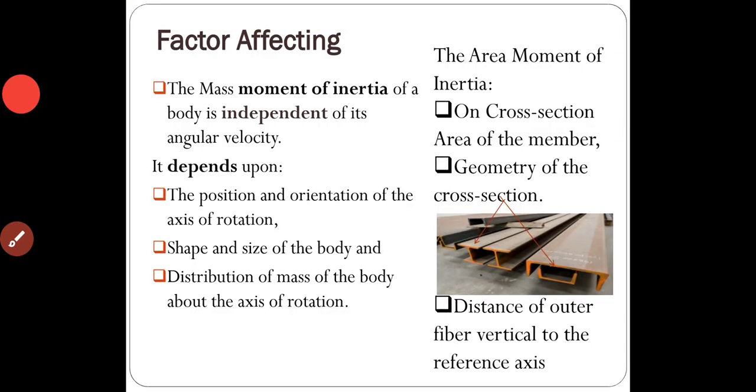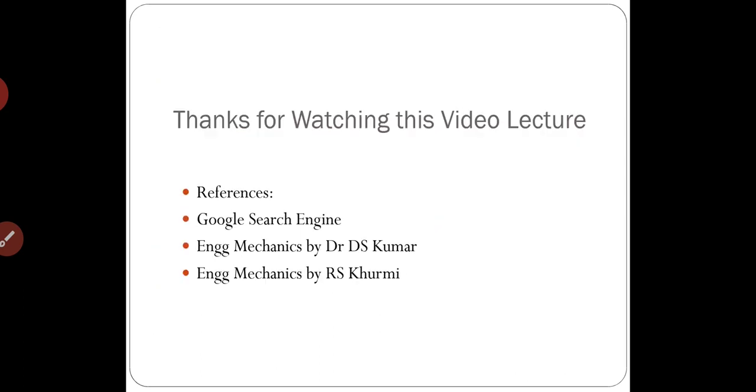Now, factors affecting. The mass moment of inertia of a body is independent of its angular velocity. It depends upon the position and orientation of the axis of rotation, the shape and size of the body, and the distribution of mass of the body about the axis of rotation. The area moment of inertia depends on the cross-section area of the member and the geometry of the section.